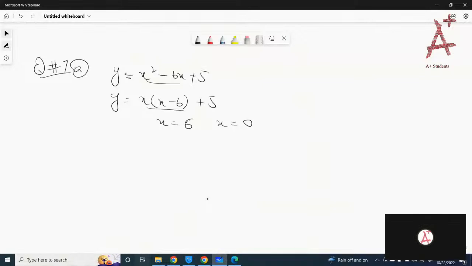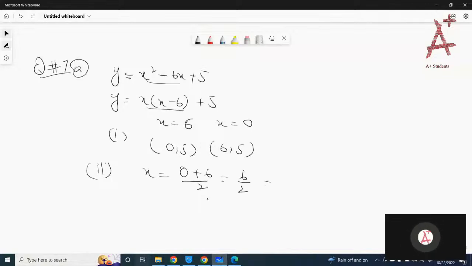For the first part, the points are (0, 5) and (6, 5). Got it? These are the two points. Okay, for the second one, you have to find the axis of symmetry. So you just use these points and find the axis of symmetry. It would be the halfway point, so 0 plus 6 over 2, and 6 over 2 equals 3. So the axis of symmetry is x equals 3.